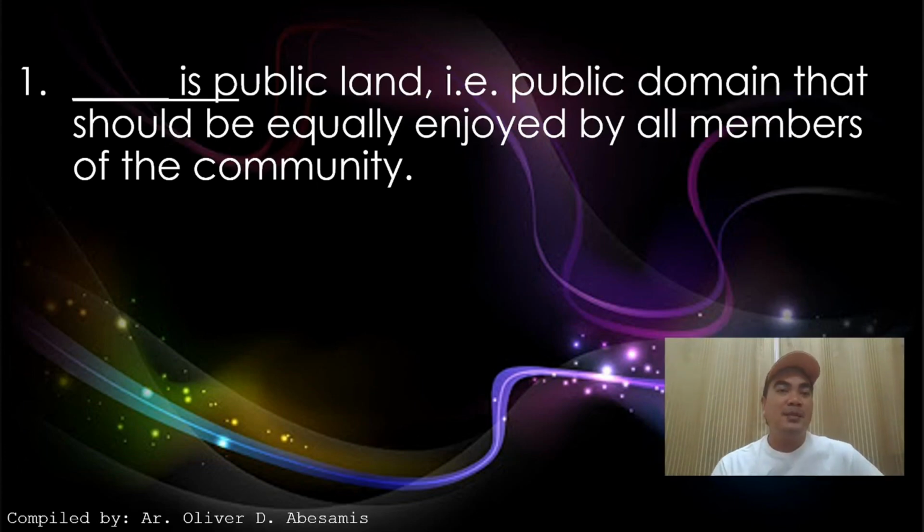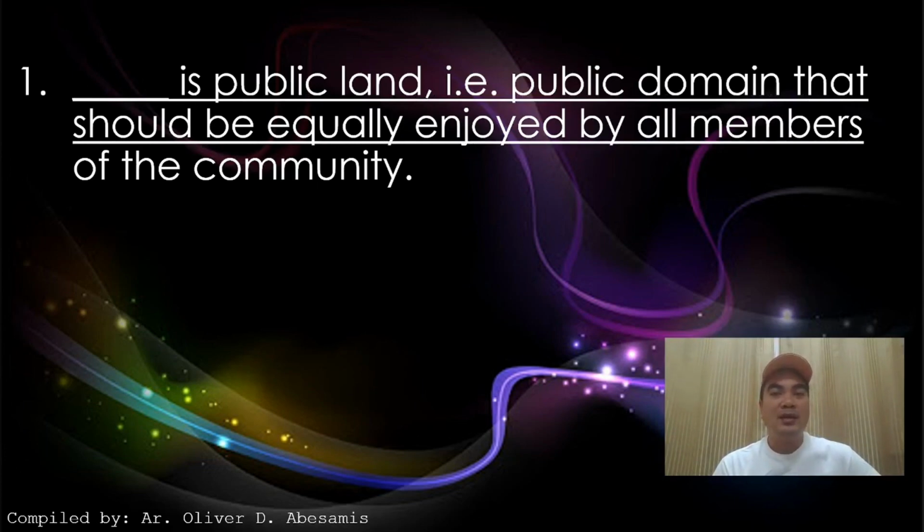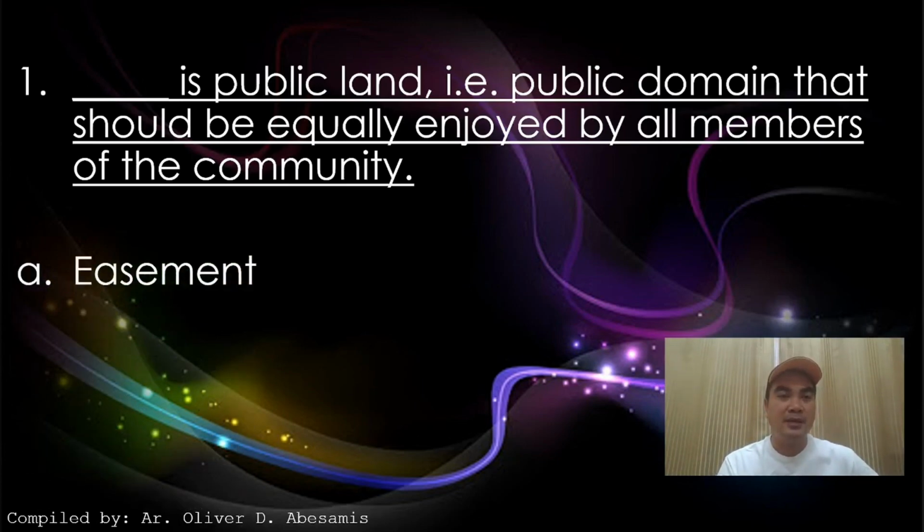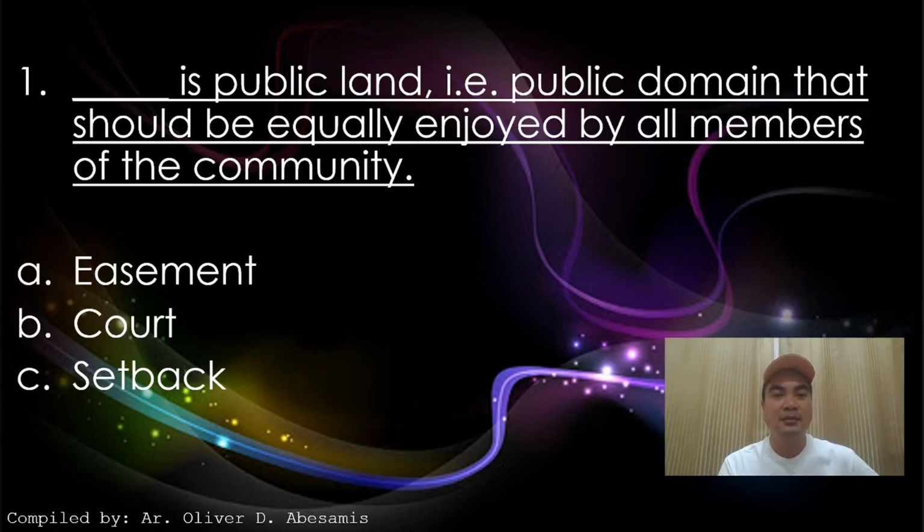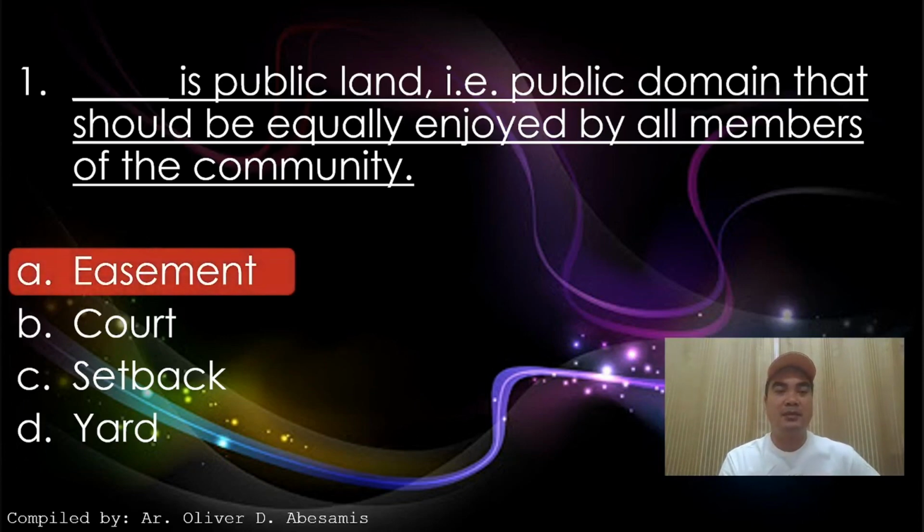Number 1. Blank is a public land, public domain that should be equally enjoyed by all members of the community. Again, blank is a public land, public domain that should be equally enjoyed by all members of the community. A, easement, B, court, C, setback, D, yard. Answer? A, easement.